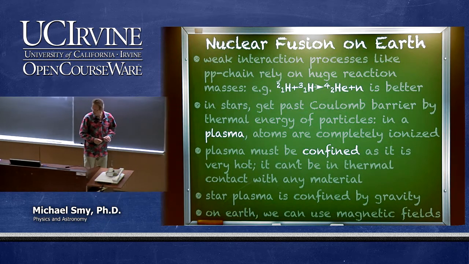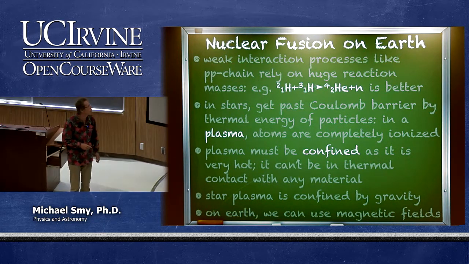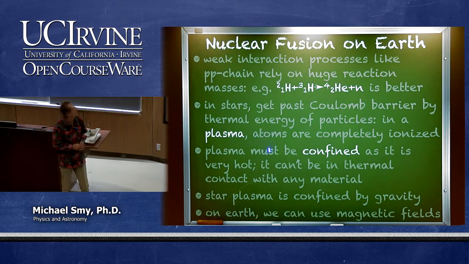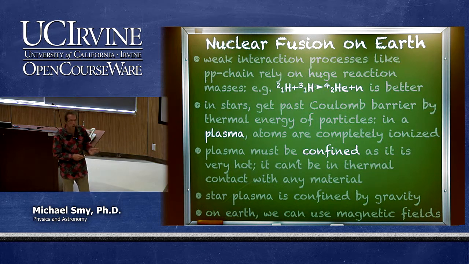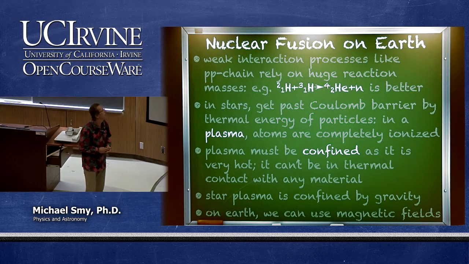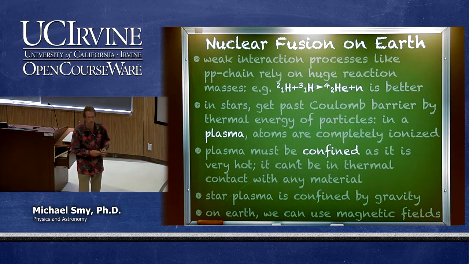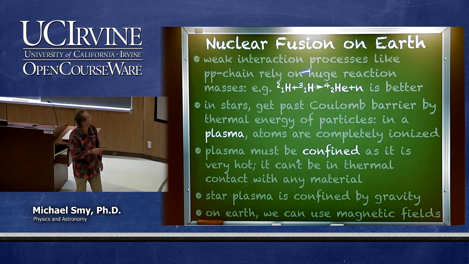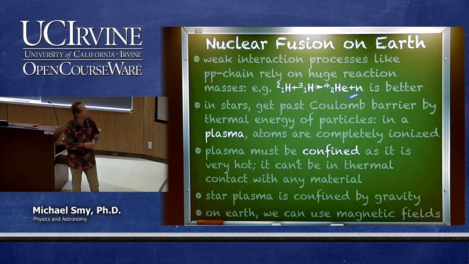One can try and reproduce nuclear fusion processes on Earth because one can produce a lot of power that way in principle. Unfortunately, weak interaction processes, one has to wait for a very long time or acquire a large amount of fuel for this to happen efficiently. And large amount means typically the size of a star. And so a more reasonable nuclear reaction is the fusion of deuterium or hydrogen-2 with tritium or hydrogen-3 into helium plus a neutron.